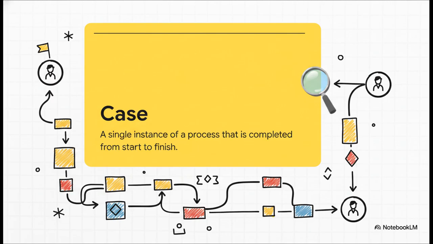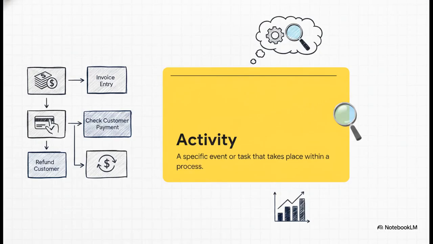Next up, we have a case. And a case simply represents a single, complete instance of a process. Imagine one employee completing a task from the very beginning to the very end. That right there is one case. If another employee does the exact same task, but maybe skips a step or takes a slightly different route, that is a completely different case. And finally, we have an activity. This is a specific event or a task that takes place within that overarching process. Think of concrete everyday actions like invoice entry, check customer payment, or refund customer. Every single time a case moves forward, it's stepping through these individual activities.